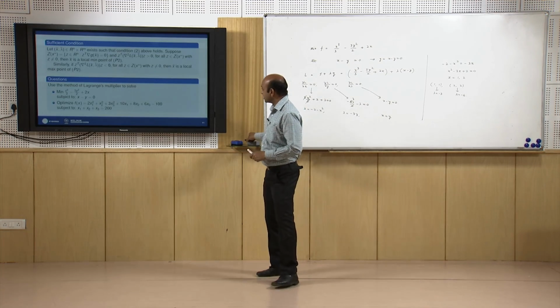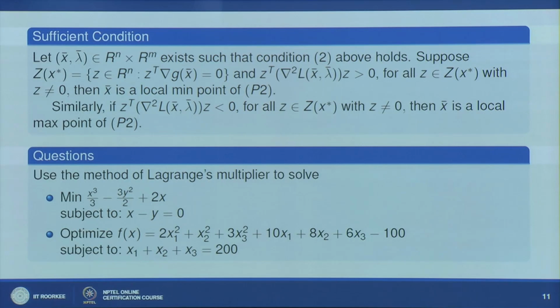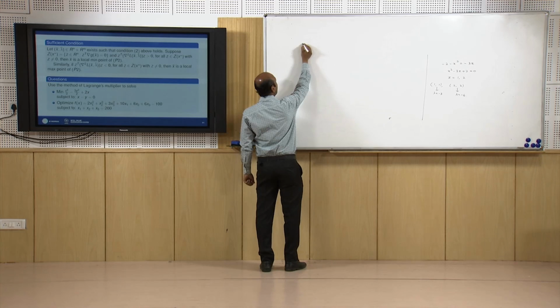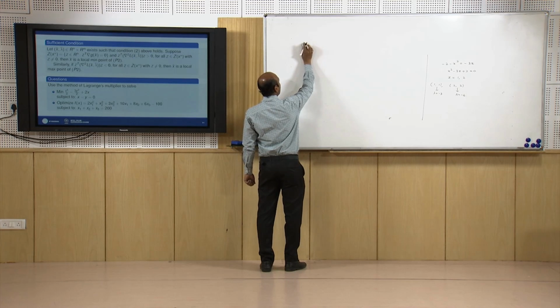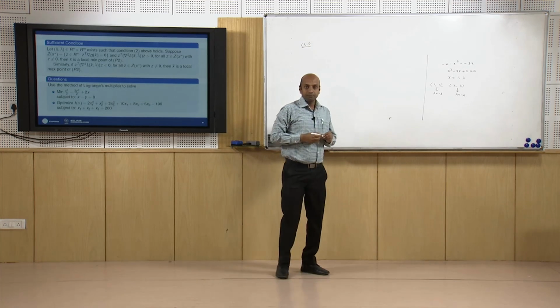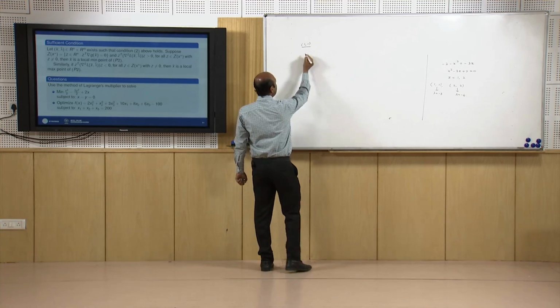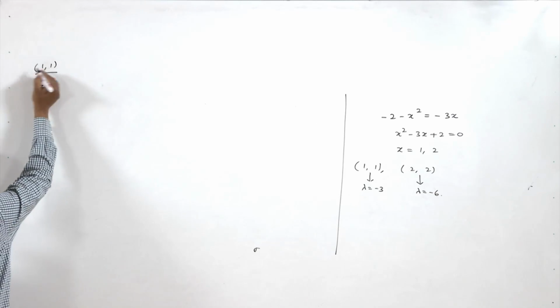So, what is the sufficient condition? Let us see. First we find the set capital Z. What does capital Z indicate? First we find it for, suppose, 2 comma 2 or 1 comma 1, okay, 1 comma 1. First we will see for this point, this is x star for this problem. So, we will find Z at x star.